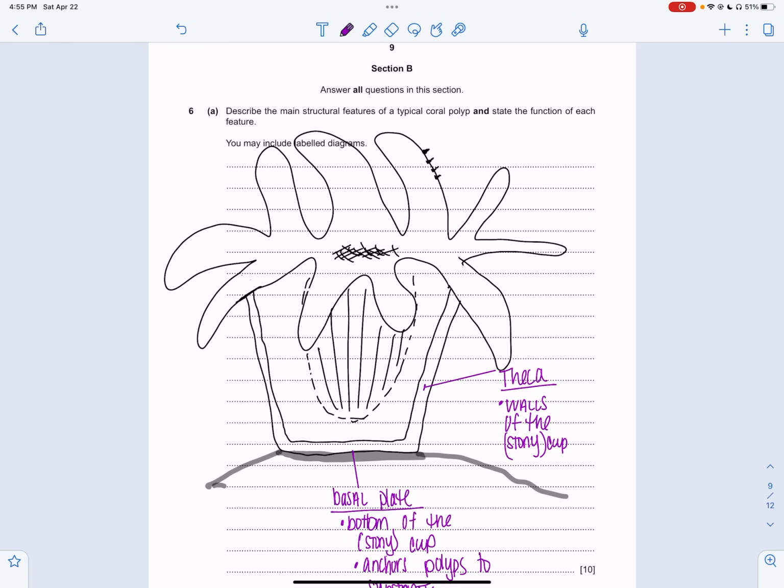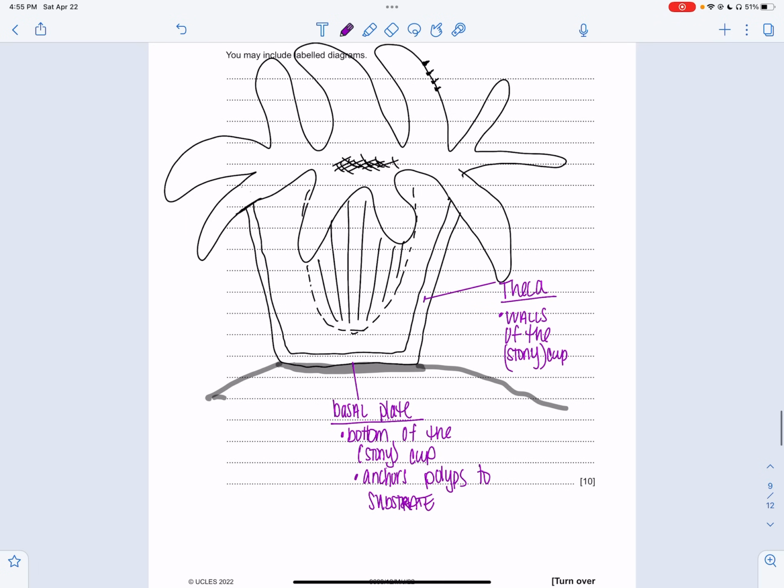I can't think of a way, other than just practice, to remember that theca is the wall. But if it was like the thick theca walls, they're not thick. They're actually very thin because it allows for straight up gas diffusion. They don't have any sort of ventilation structure like gills or lungs or anything like that.